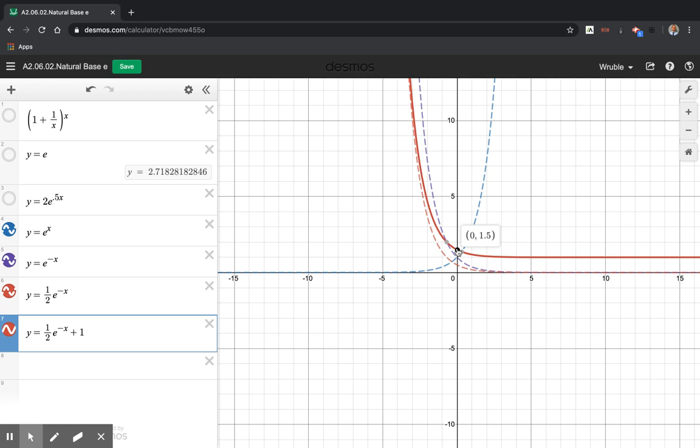So we have the point 0, 1.5, and then we have the point 1, 1.184, and then try to get another point here. For the x, we want to be around 1, which is a little bit above 2, which is where we have it graphed.